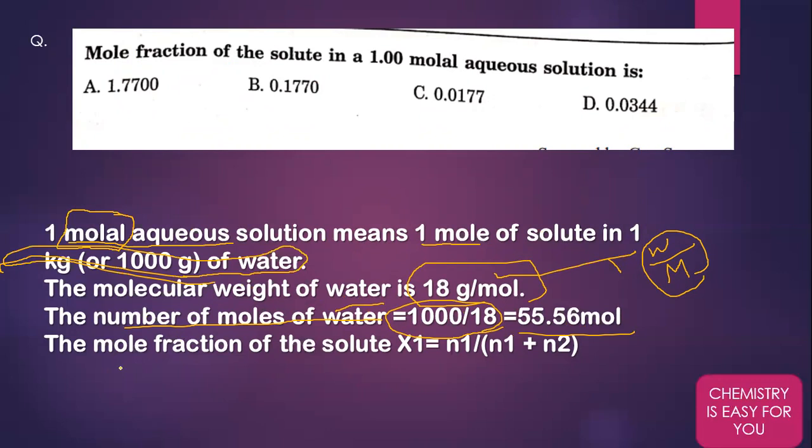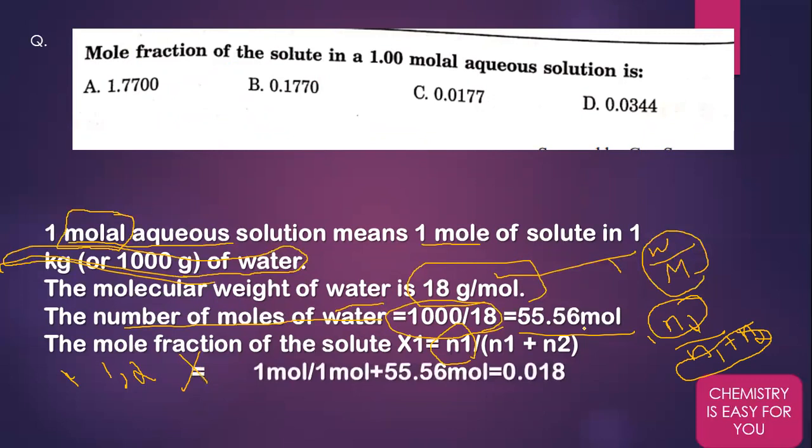Further, we have the mole fraction of a solute. If you have two components, 1 and 2, the mole fraction of the first one, chi 1, is equal to n1 by n1 plus n2, where n1 is the number of moles of the solute divided by the total number of moles. And if the mole fraction of solvent is asked, then instead of n1 you will have n2 divided by n1 plus n2. So whichever component is asked, its number of moles goes in the numerator, and the total number of moles goes in the denominator.